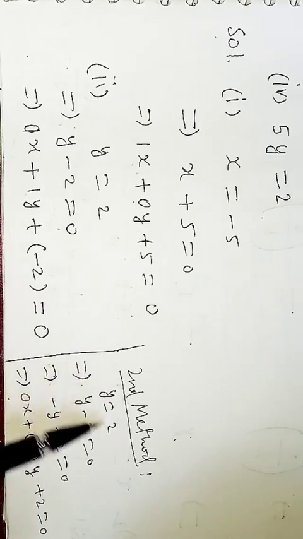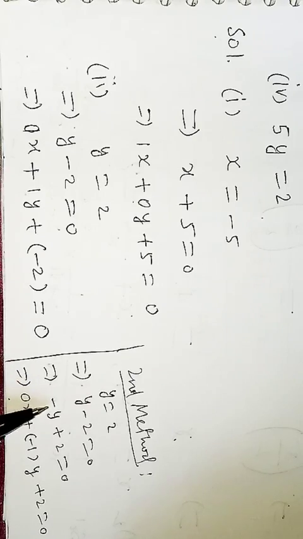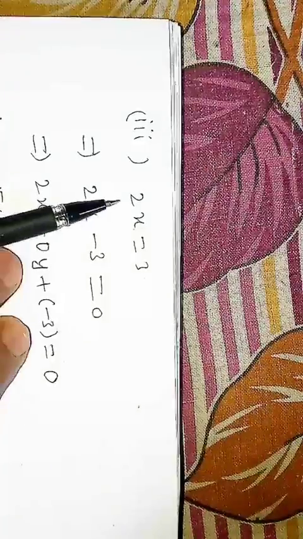Second method: y is equal to 2. This implies that y minus 2 is equal to 0. If we multiply it with minus 1, then we have minus y plus 2 is equal to 0. There is no x here, so we may write it as 0x plus minus 1y plus 2 is equal to 0.